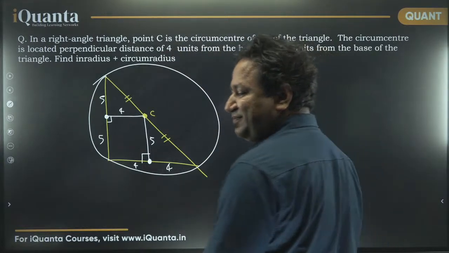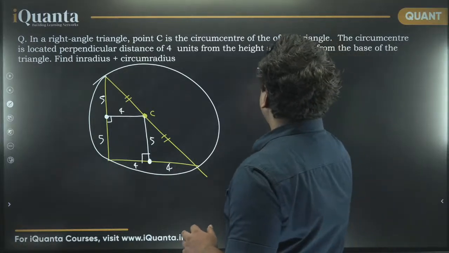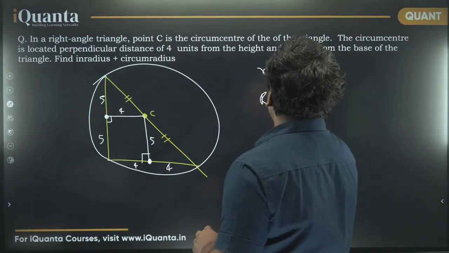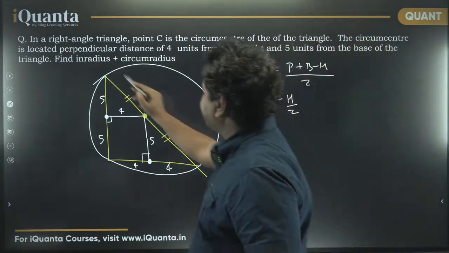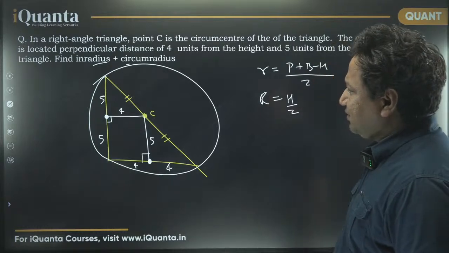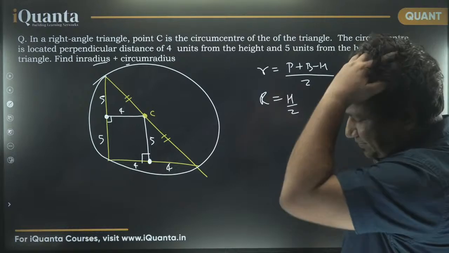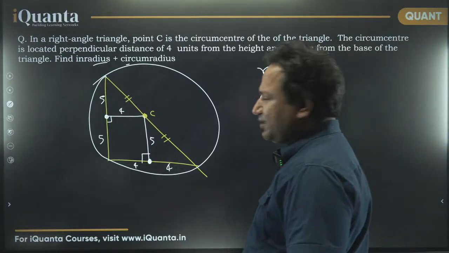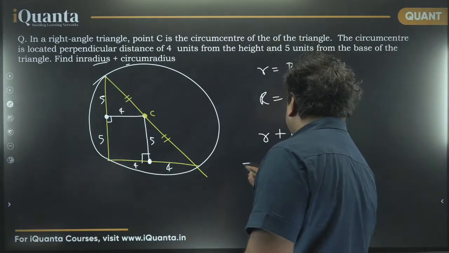Beautiful question, right? We know that inradius is (P plus B minus H) whole upon 2 and circumradius is H upon 2. We want to know the sum of inradius and circumradius. A lot of you must have calculated the circumradius, but you might be confused in calculating the inradius. Today I will show you magic, and you will say, why can't we think like this?